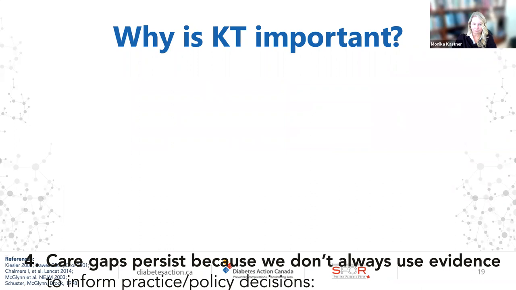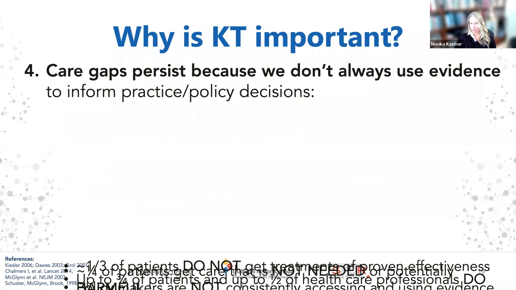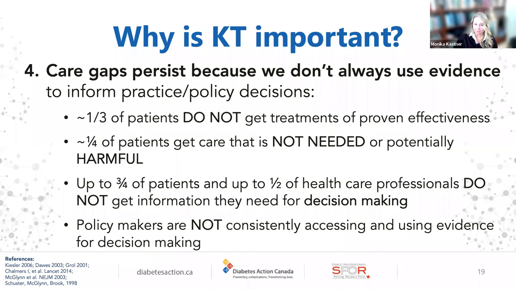So the care gaps that I mentioned continue and persist because we don't use evidence to inform practice policy decisions. And this is seen across the board. We know that a third of patients don't get the treatments of proven effectiveness. And a quarter of patients actually get care that is not recommended or potentially harmful. And this is where the whole science of de-implementation has come to light, because this is a very important problem. In terms of decision-making, up to three quarters of patients, up to half of healthcare professionals don't have the information to make the best decisions. And even policymakers are not consistently accessing and using evidence for decision-making.